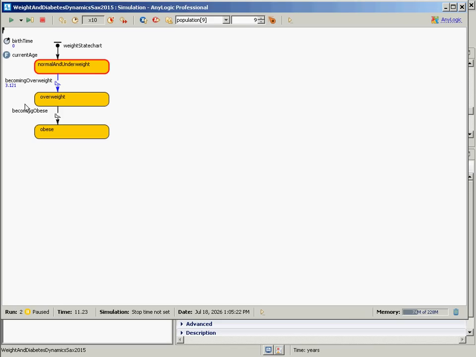So here we have the state charts. Okay, so here's the state chart. This person's currently overweight, and in 6 more years they'll go here. Ladies and gentlemen, a few pointers on running the model, and I should probably nuggetize this component.